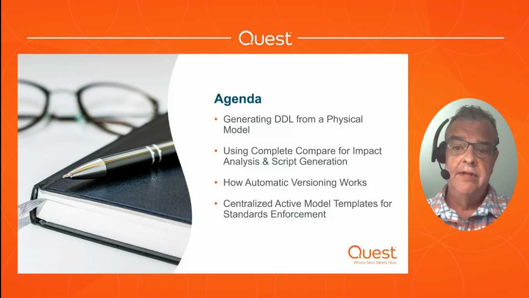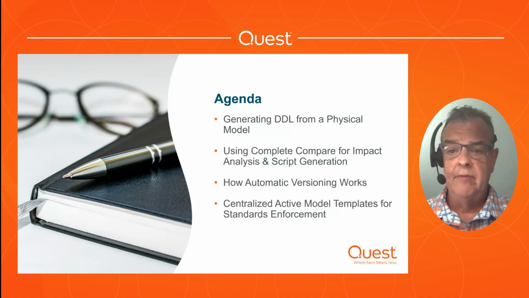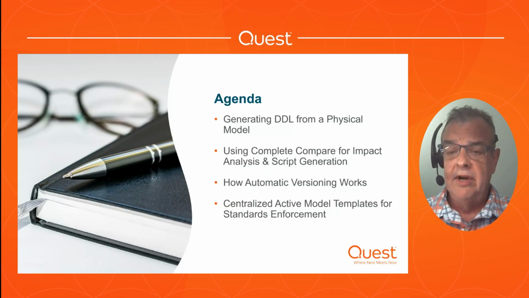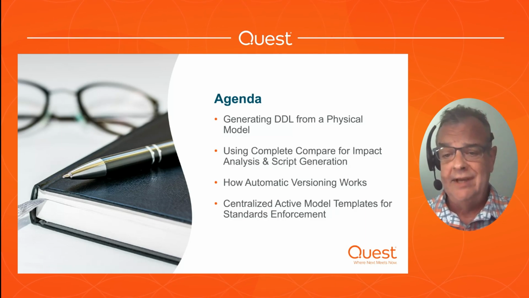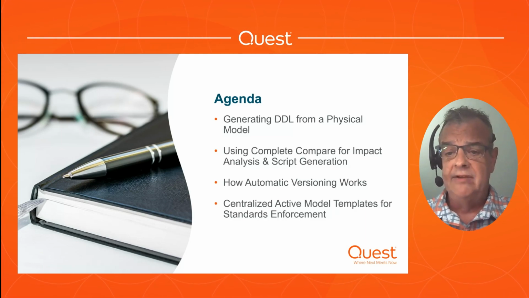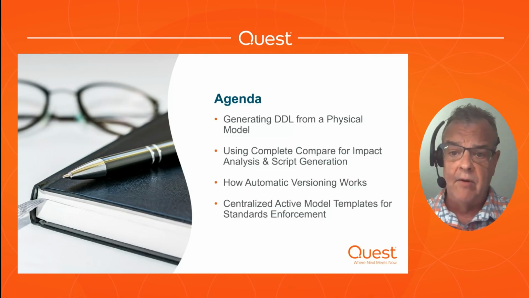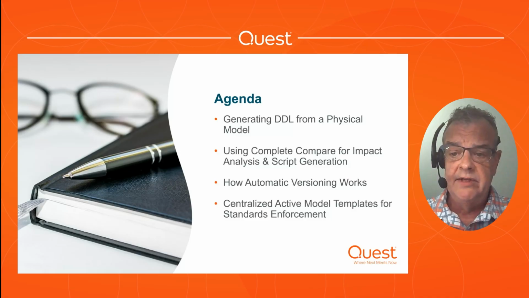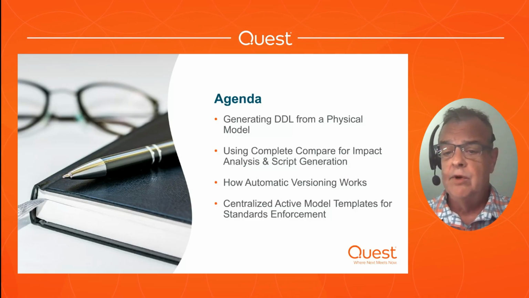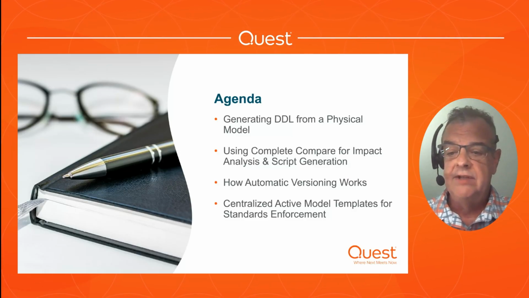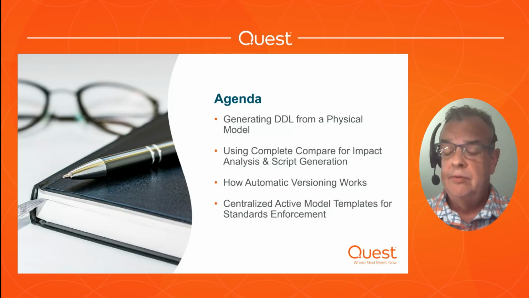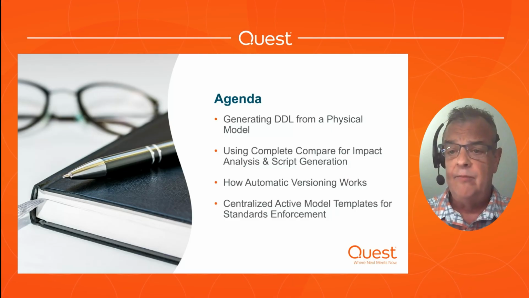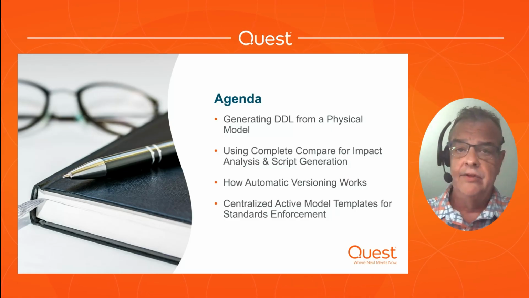So today we're going to actually jump right in and talk about how we generate DDL from a physical model. And then we're going to show you how to generate the DDL correctly using impact analysis. We're going to look into how automatic versioning works in the workgroup. But again, we're not going to go into the detailed mechanics of that. And then we're going to talk about how we can centralize active model templates to enforce the standards. So we've discovered what we have, we've built a data dictionary, and now we're going to start developing.